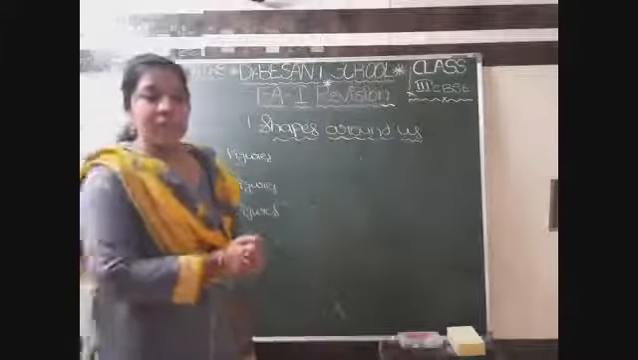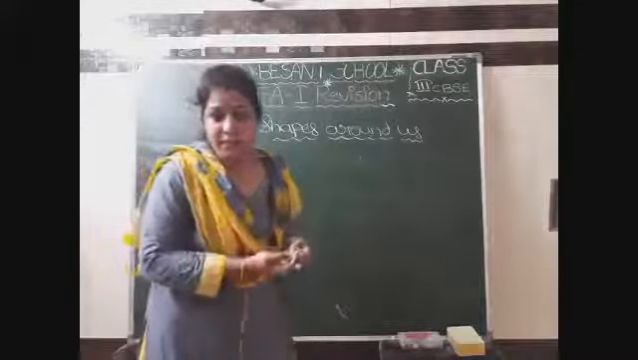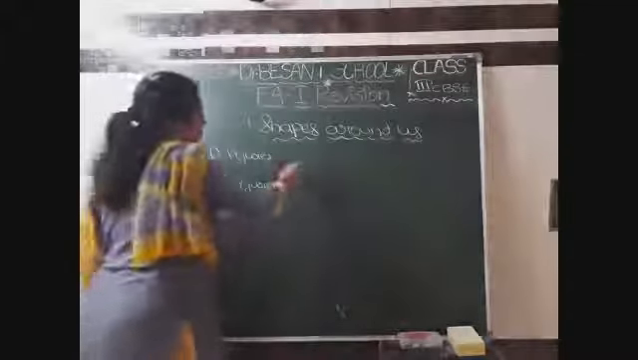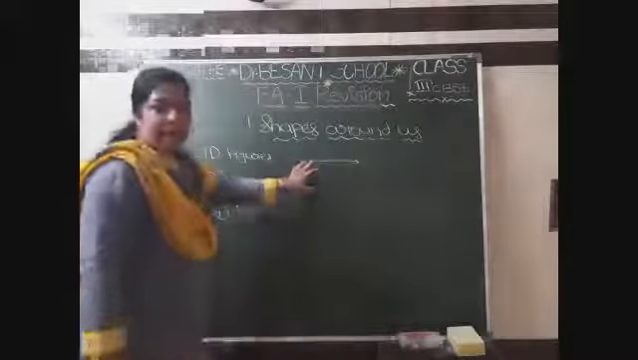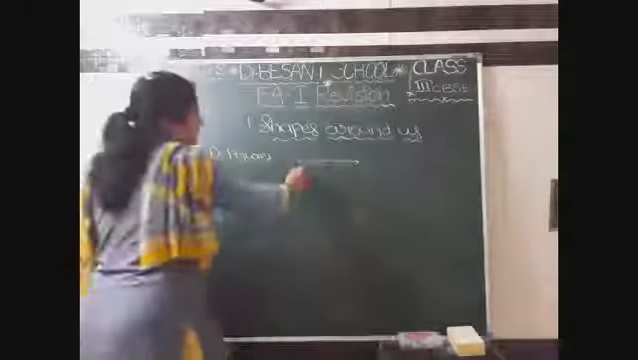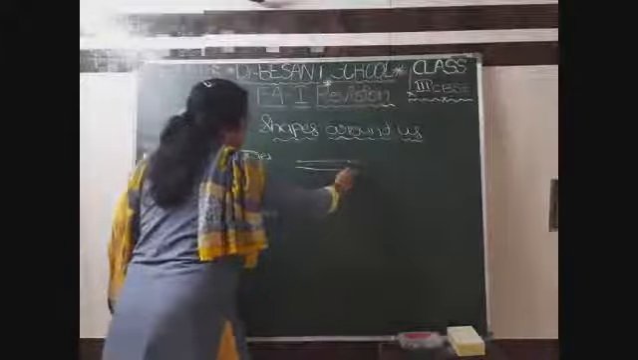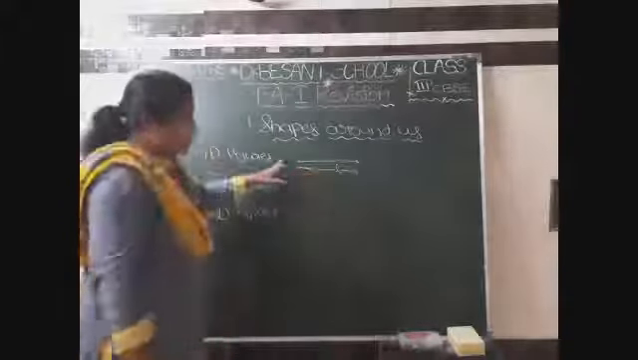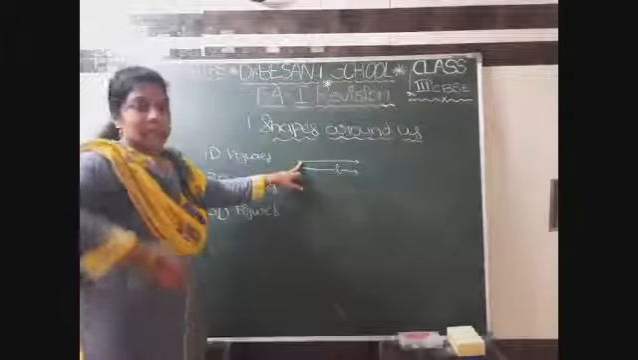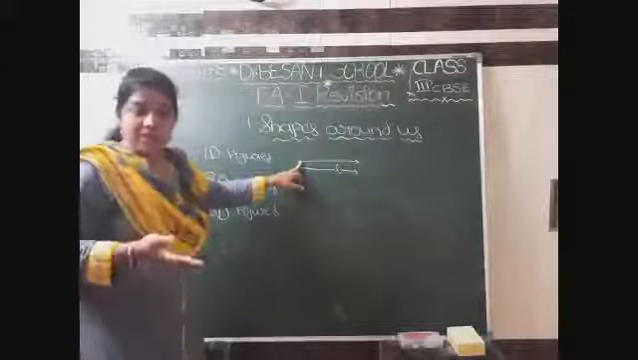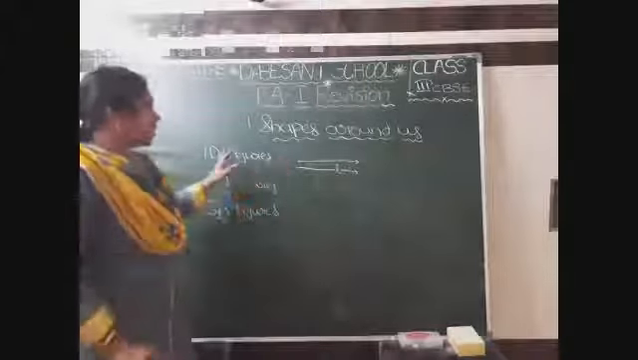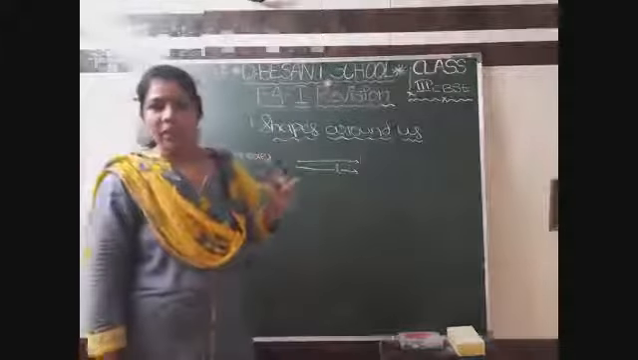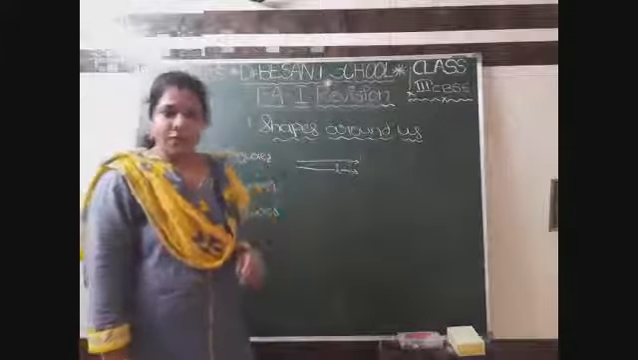Do you remember, children, what are 1D, what are 2D and what are 3D? Yeah, I will explain now. See, now observe this line. This line has only length. Is there any breadth to this line? No. Is there any height to this line? No. Means it has only one dimension. That's why such type of figures are called one-dimensional figures.